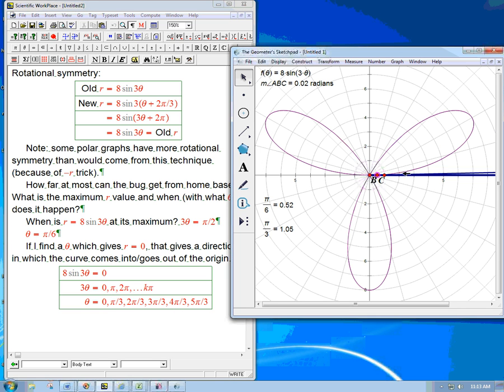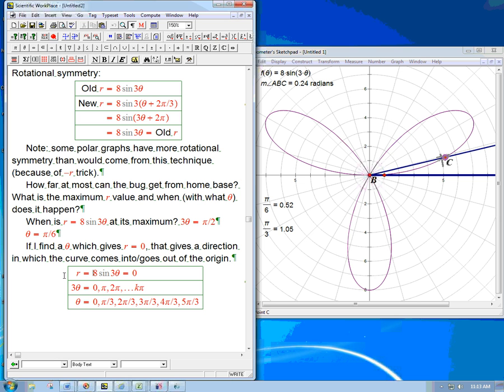It's the start and end of every one of the leaves. Theta is 0. Theta is pi over 3. Check it out. Yep. Then theta is 2 pi over 3. This is pi, which is 3 pi over 3. This is 4 pi over 3. That's 5 pi over 3. And then back to 2 pi, which is 0. And so this simple calculation, setting r equals 0, or in other words, the formula for r, 8 sine 3 theta equals 0, gives you this very important information about how it slices through the origin. So that's a nice thing to be able to do as well.